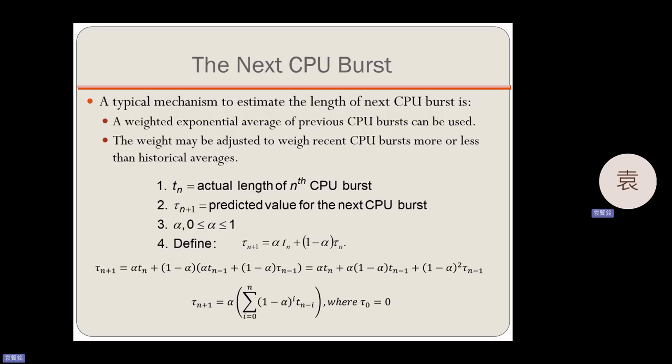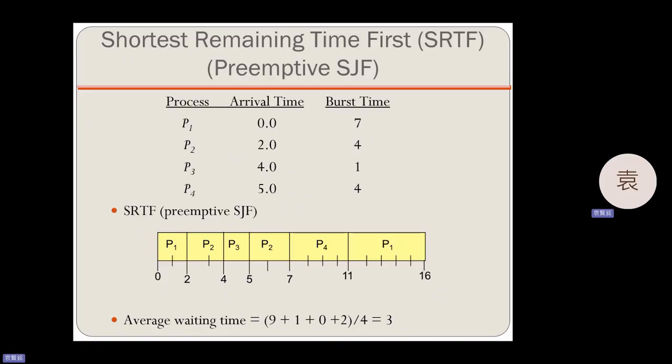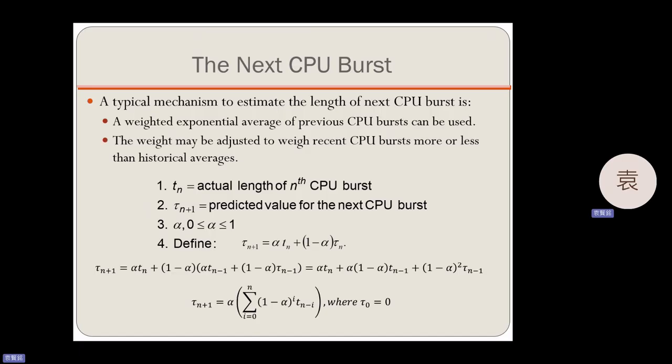Then typically we use these two parameters. Alpha is 0.5 or 1. These are very common. So if we can estimate the next CPU burst time with high probability of accuracy, then this shortest remaining time first or shortest job first can achieve a very good average waiting time of processes.